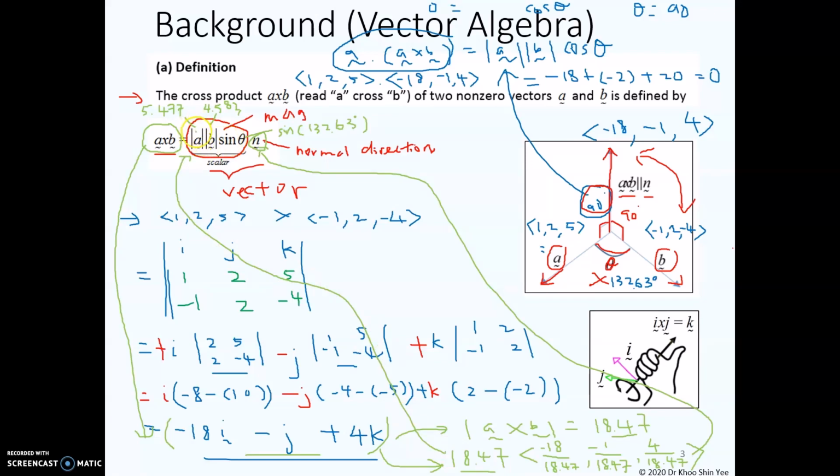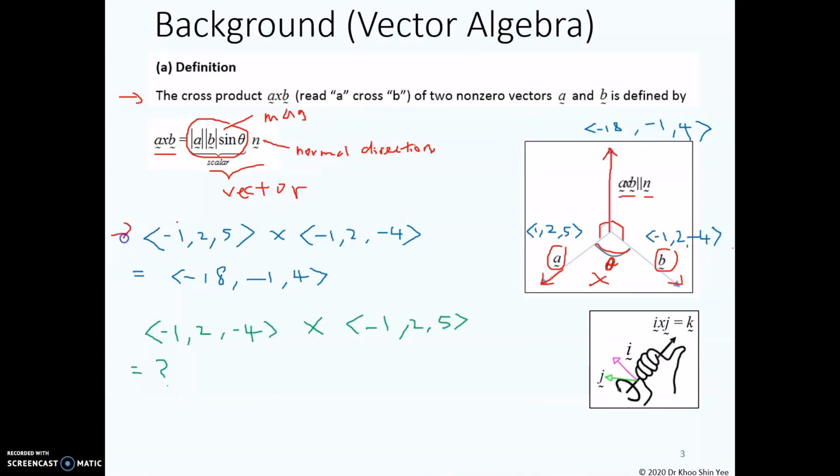So to find the magnitude A, just take the square root of 1 square plus 2 square plus 5 square, then you should obtain this. Then you can find the magnitude B to be square root of negative 1 square plus 2 square plus negative 4 square. Then you should obtain this answer. Sine angle, where the angle is 132.63. So if you multiply these three numbers together, you should obtain 18.47, which is the magnitude for the A cross B. So previously, when we take A vector cross with the B vector, you obtain the answer to be this.